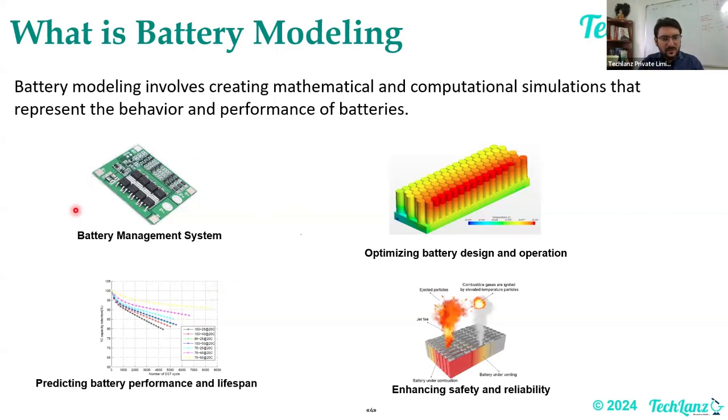So for a battery management system, the modeling approach is very different. When you are doing performance predictions and lifespan, the modeling approach is different, the equations are different. When you're doing design optimization, the complete battery modeling is different, right? When you're doing thermal runaway simulations, then it's a complete electrochemical simulation, gas and all. These modeling approaches are different. So it's not that there's only one single modeling approach. From the application perspective, for different applications, you need to use different modeling approaches.